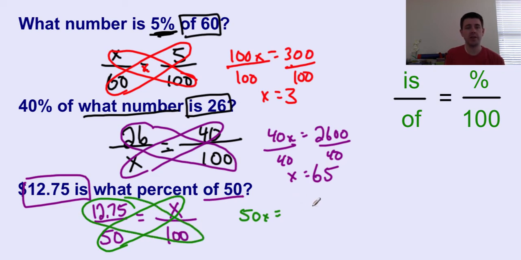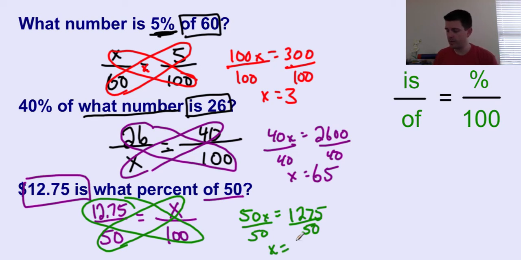$12.75 times 100 is 1,275. I'm going to divide by 50. 1275 divided by 50 is going to give me 25.5. So in this case, I would get 25.5% because I was looking for the percent.